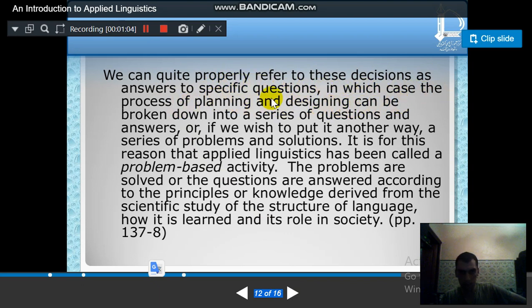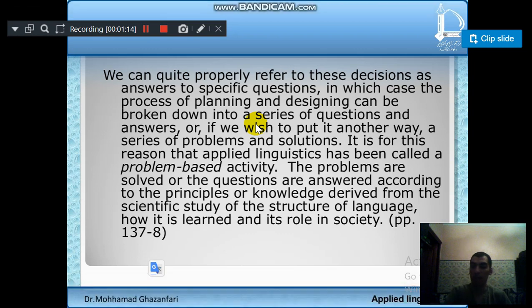and designing can be broken down into a series of questions and answers, or if we wish to put it in another way, a series of problems and solutions. It is for this reason that applied linguistics has been called a problem-based activity. The problems are solved or the questions are answered according to the principles or knowledge derived from the scientific study of the structure of language, how it is learned and its role in society.